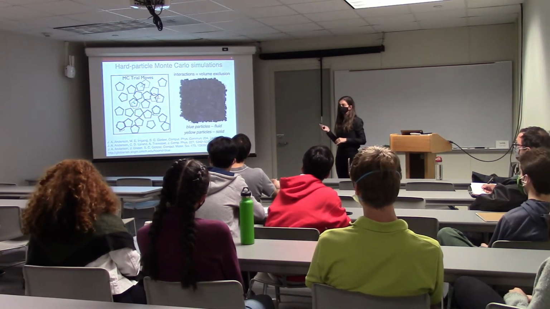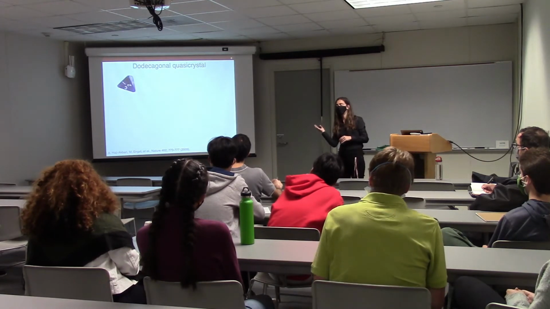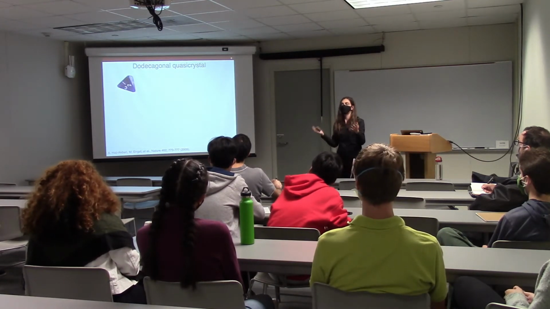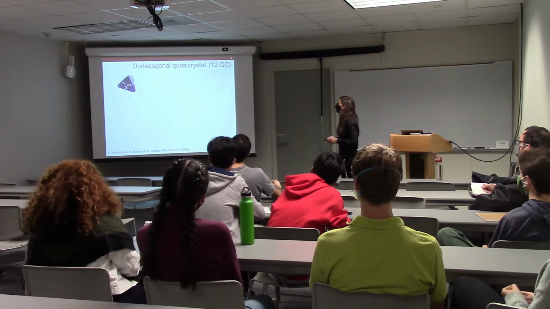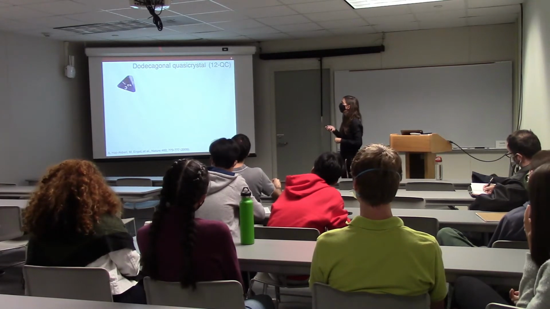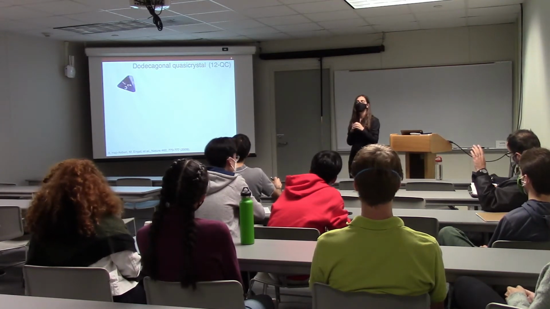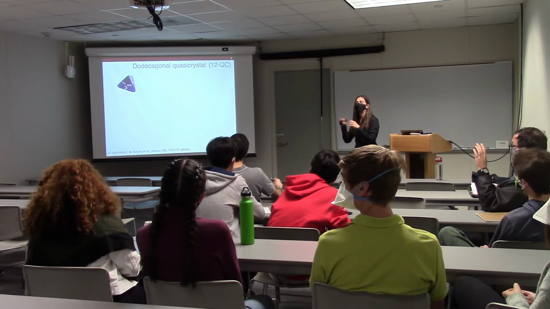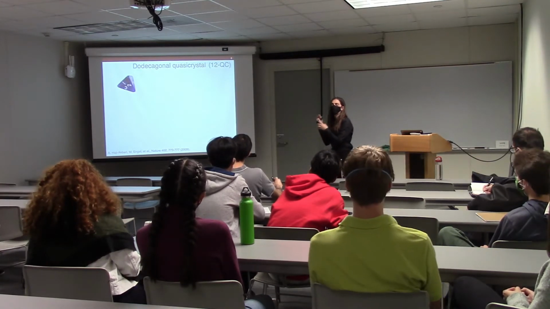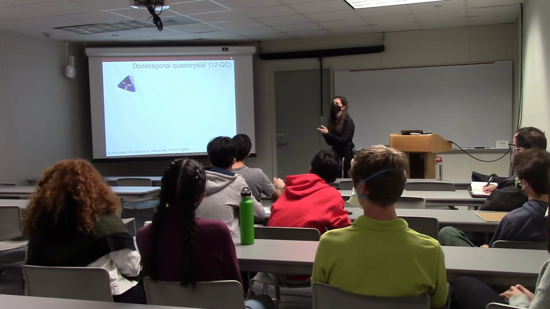So, Monte Carlo simulations, and I told you the first one that they wanted to look at was the tetrahedron, the simplest one, presumably, and what they found was that hard tetrahedra form a dodecagonal quasicrystal. Who knows what a quasicrystal is? That's beautiful. I don't have a quasicrystal intro slide, but I will talk about them for a minute, and please ask questions if you want to.